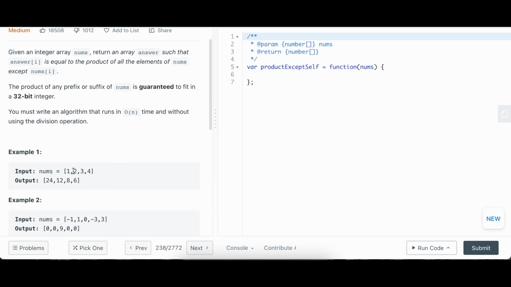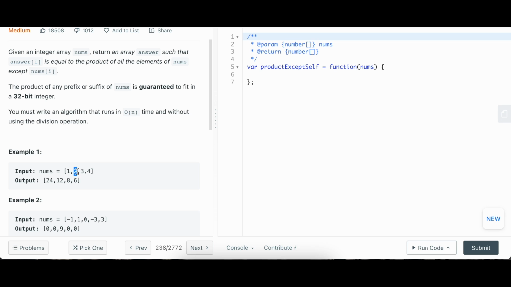So basically we were given an array of nums. If you look at example one, there are the numbers 1, 2, 3, 4. For the answer at index 0, we should have the product of all the numbers that are not at index 0. So for index 0 we'll have 2 into 3 into 4, which is 24, which is exactly what we see here.